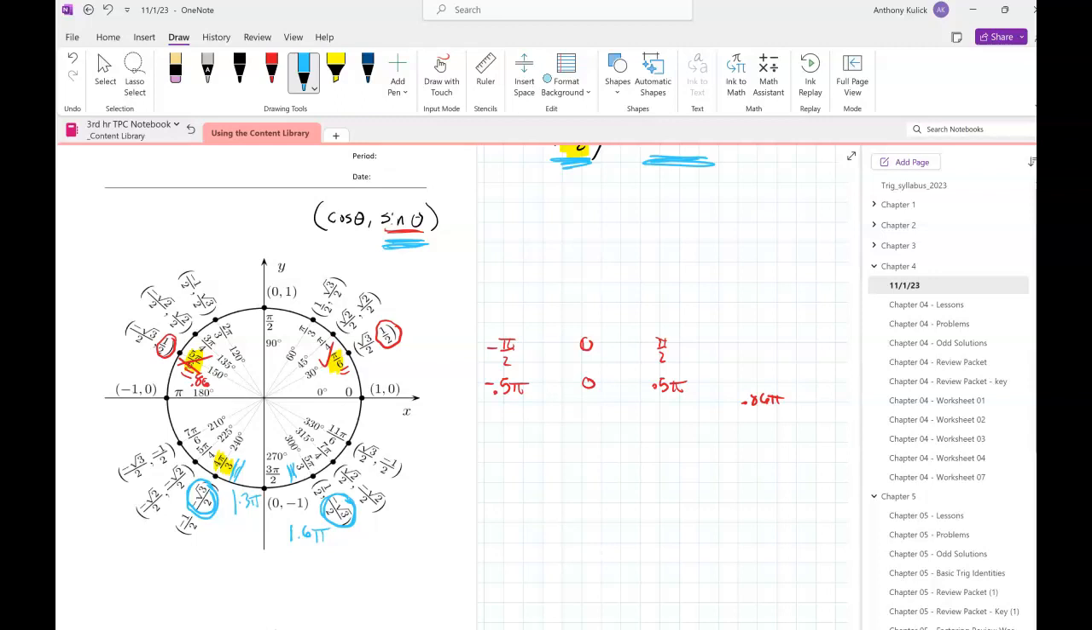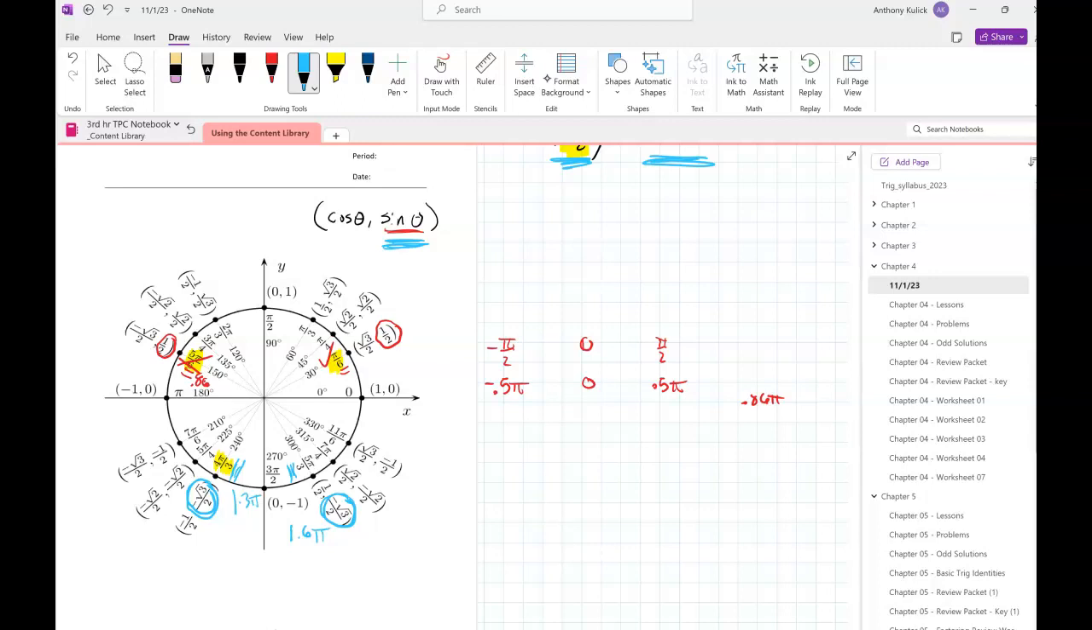But what if there's an angle that has the same position on the unit circle as one of those two angles, but does lie between negative pi over 2 and positive pi over 2? Do you remember what those kind of angles are called? Angles that have the same position on the unit circle. We talked about them in chapter 2. Starts with the letter C.